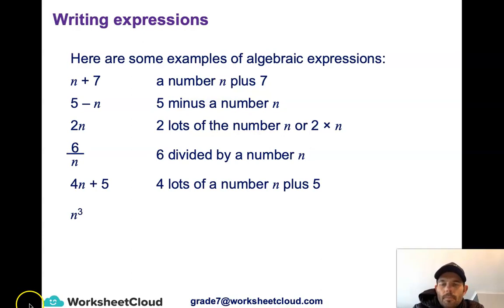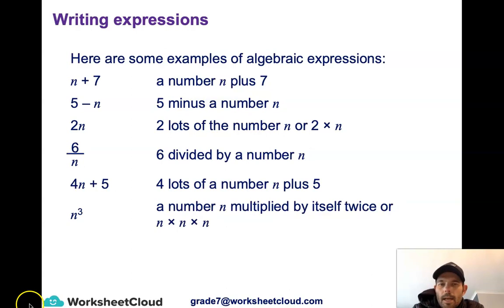n cubed, that would be written as n times n times n. So a number n multiplied by itself twice. 3 multiplied by n plus 4 in brackets, or 3 n plus 4 in brackets. They both mean exactly the same thing.